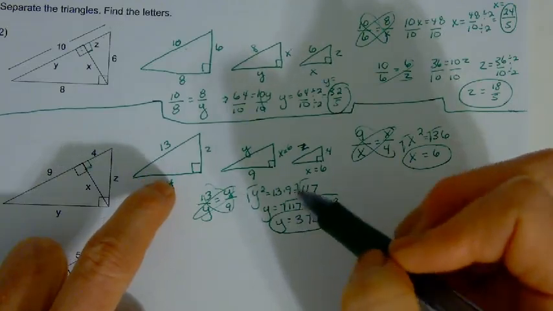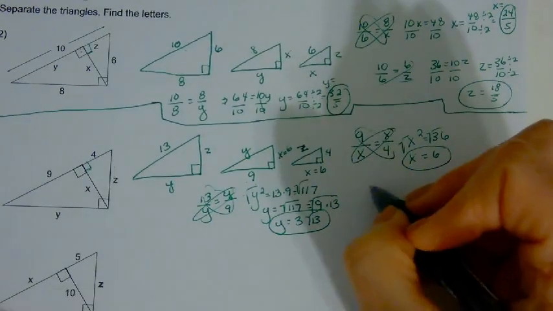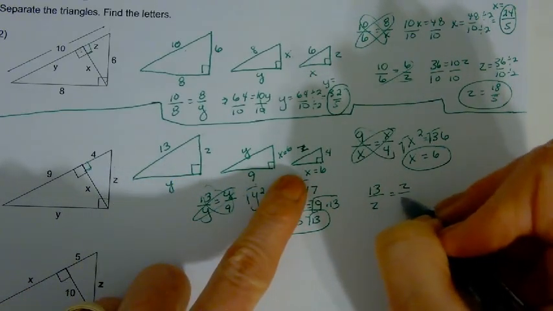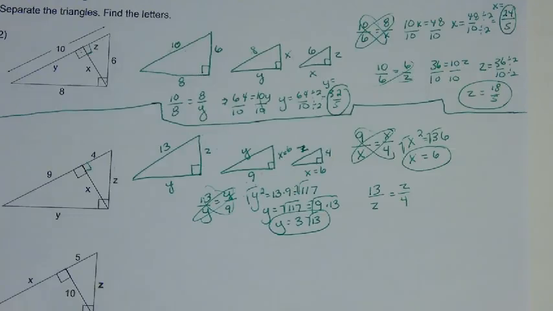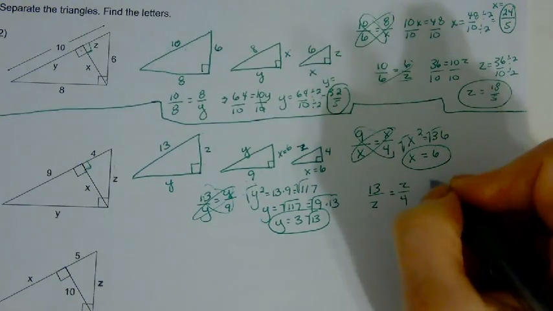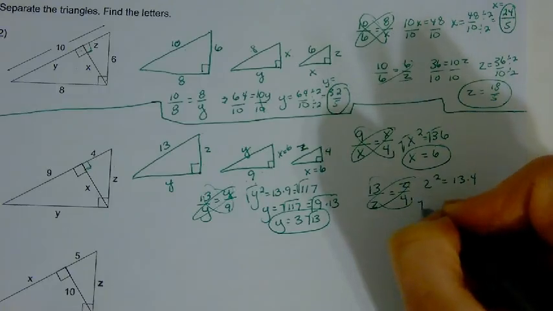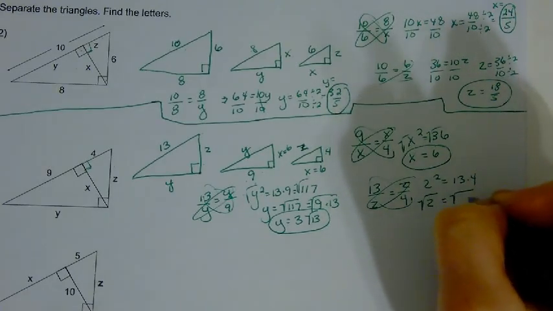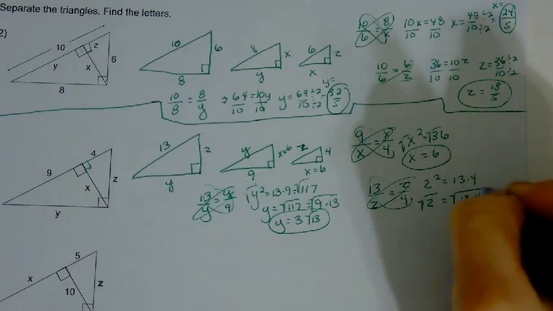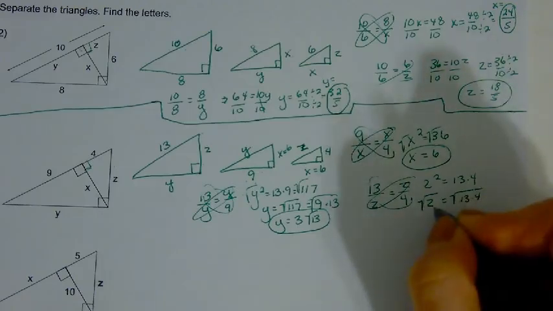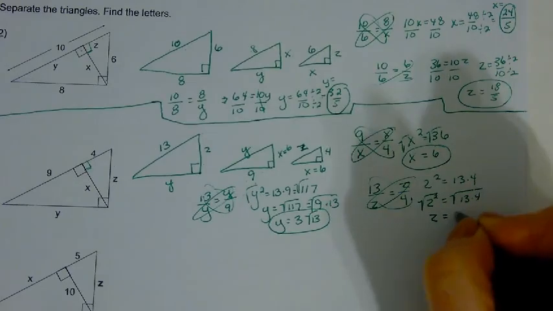Okay, so 13 is to z as z is to 4. Now I can cross multiply, and we get z squared equals 13 times 4. If I take the square root of both sides, I get z equals the square root of 13 times 4. Notice I didn't multiply it out this time, because I see that perfect square factor, and I'm going to want to take that out. Okay, so z equals, I can take that out as 2 rad 13.